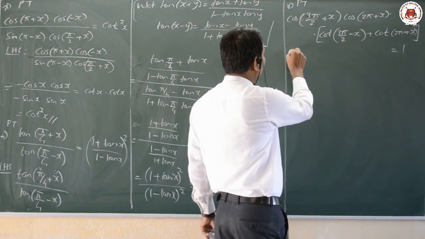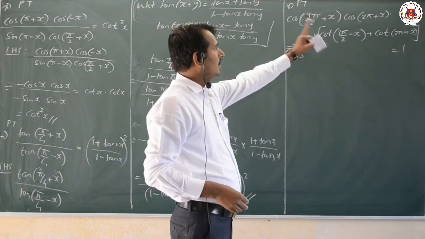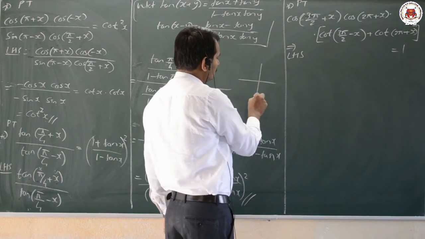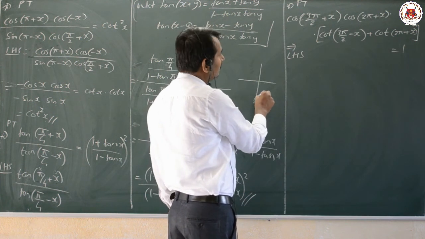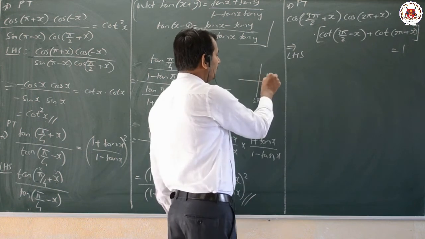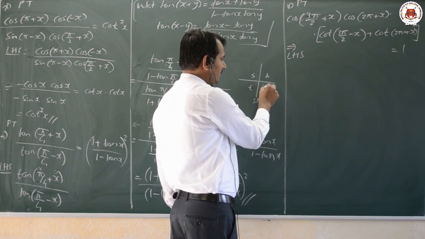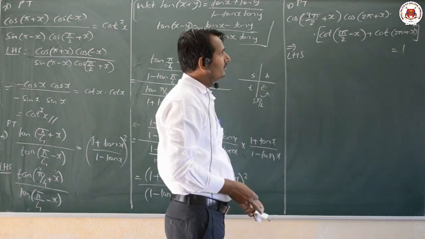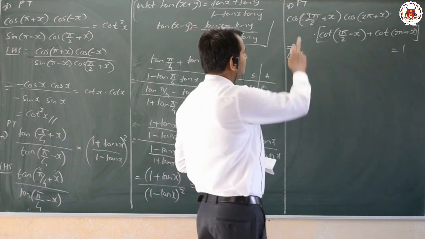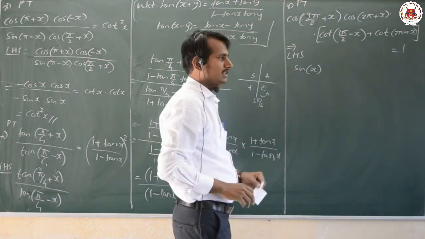Now, how to solve? First of all, we shall take the LHS part. Here cos of 3 pi by 2 plus x: we have to observe that it is 270, so it comes in the fourth quadrant. In the first quadrant all are positive, in the second sine and cosecant are positive, in the third tan and cot are positive, and in the fourth cos and secant are positive. That means cos is positive in which quadrant? Fourth quadrant, and the value changes. Cos becomes sin x here.